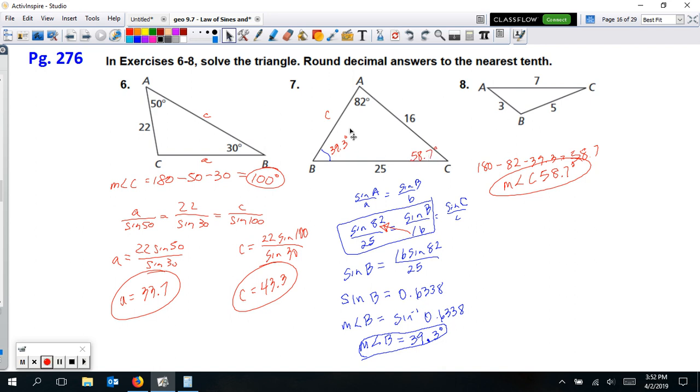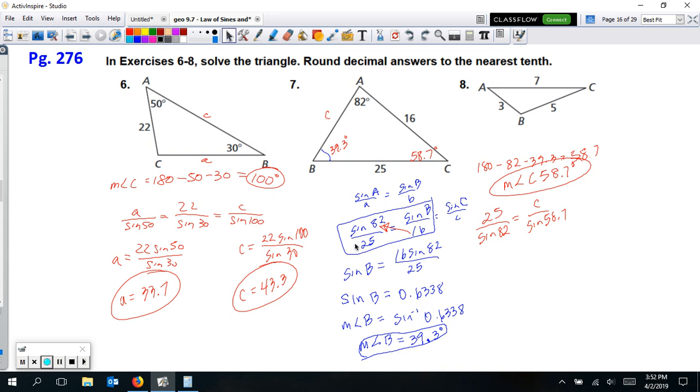So the last thing I need to find is C. Now this is where we want to go back to this one here. We know the measure here is 58.7, so I can fill that in. And I could use this now with either one of these two. It doesn't matter which one you pick. So I'm going to pick the first one, so I'm going to pick A.